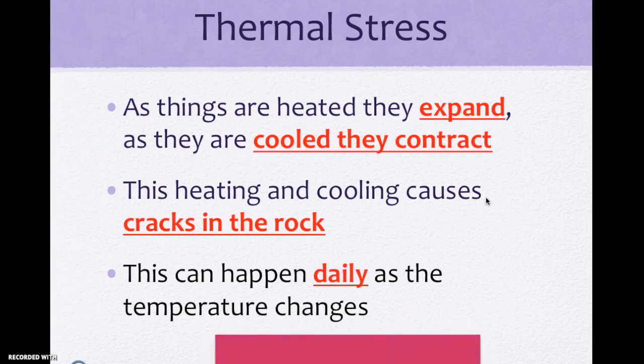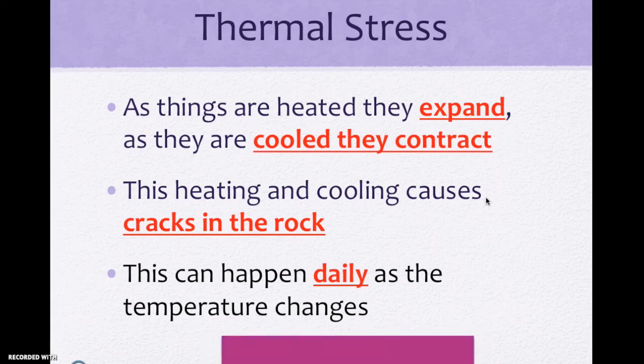These little cracks get bigger and bigger, along with other stuff like frost wedging that causes cracks in the rock. The neat thing about this is it doesn't need much. Now we're not talking necessarily about summer to winter here. Even during the day, the sun comes up, the day gets warm, the rocks expand, and when it gets night, it cools off, they contract, and so on and so forth. And over the eons, this smashes rocks.